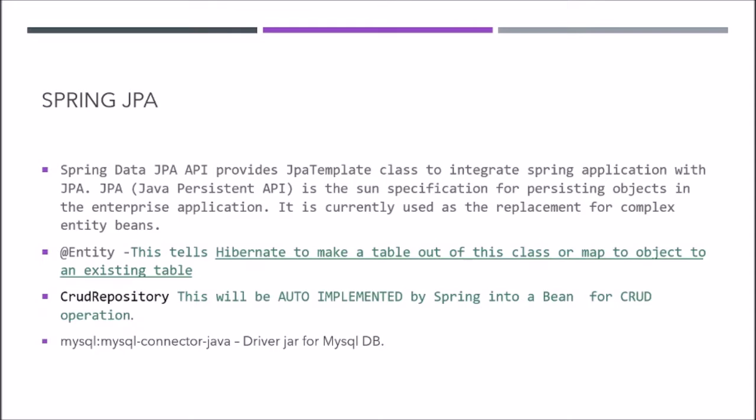So let's move on to Spring JPA. Spring Data JPA API provides the JPA template class to integrate a Spring application with JPA. JPA, the Java Persistence API, is the Sun specification for persisting objects in the enterprise application. It is currently used as the replacement for complex entity beans.